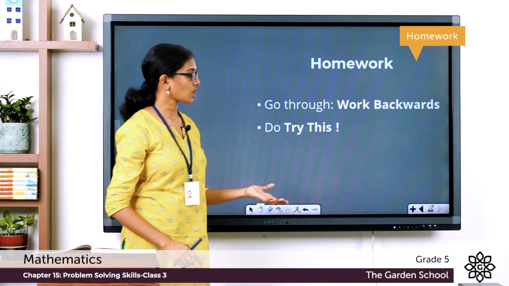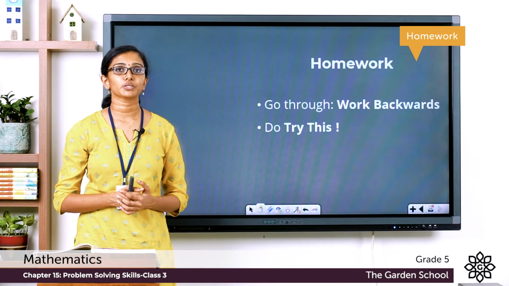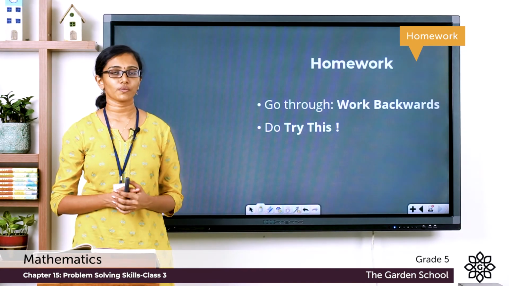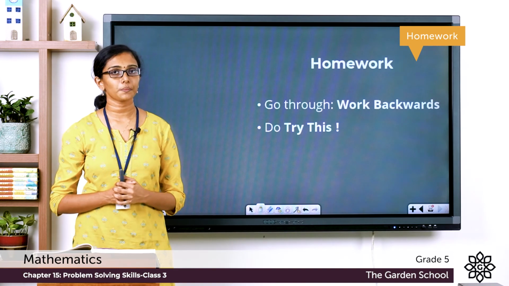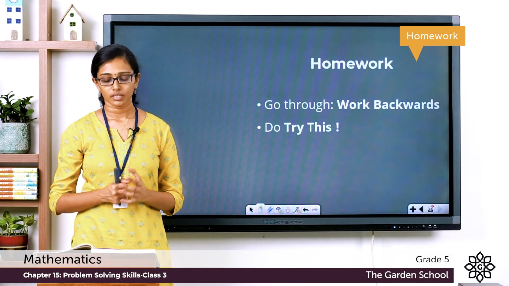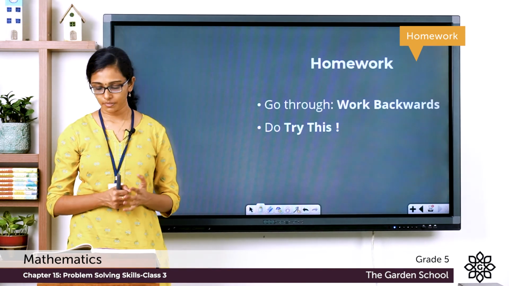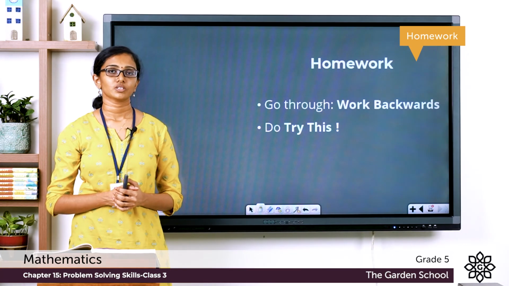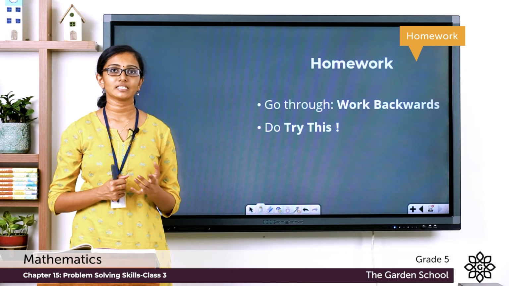Now you may go through this topic, work backwards in page number 212 and 213 of your textbook. So once you have gone through the topic, do try this exercise which is in page number 213. So once you have done, you can take a picture and send it to us on Teams.